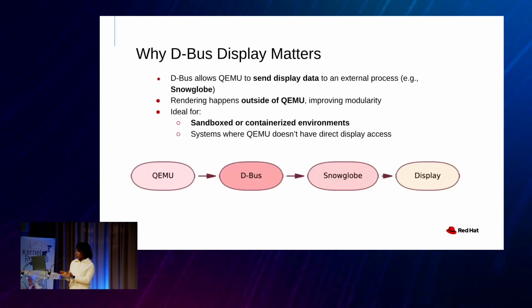So what happens when we're using the dbus part? QEMU sends the display data over the system dbus to an external process, and in our case, that's SnowGlobe we're using, which handles the rendering output to the screen. The dbus approach is a bit more complex than the GTK approach, but we're focusing on improving it because it's useful in containerized or sandbox environments where direct access to a display server is not available. It also gives us the flexibility that we need in cases like automotive use cases, having automotive systems running multiple VMs.